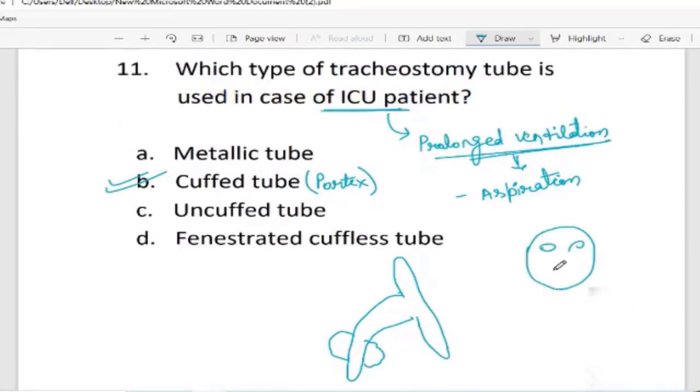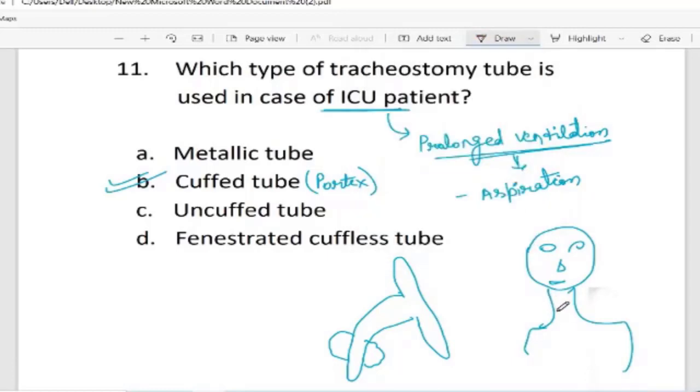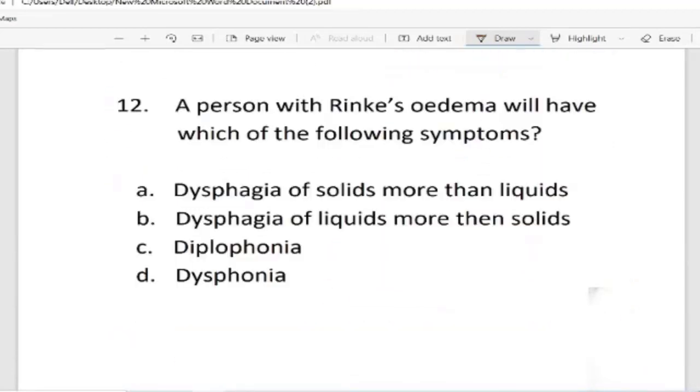Suppose this is a patient. This is my neck, this is my shoulder. What we are looking for is a tube going inside, which has a cuff here that can be inflated, so that whatever is trickling from the oral cavity and pharynx can't go down into the lungs. So to reduce the chance of aspiration, what we use is a cuffed tube. So the correct answer is cuffed tube. Metallic tube is not used; with a metallic tube, the chance of aspiration is high.